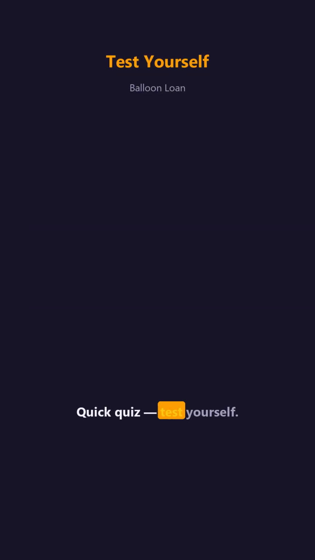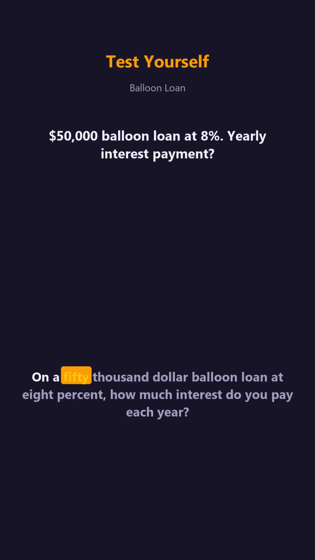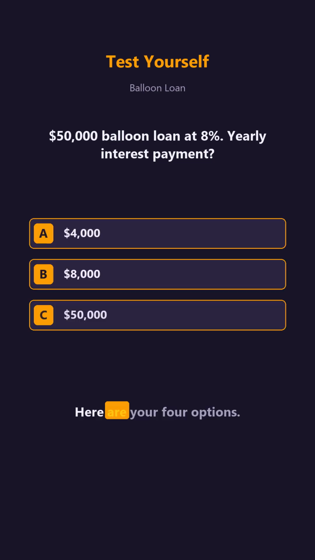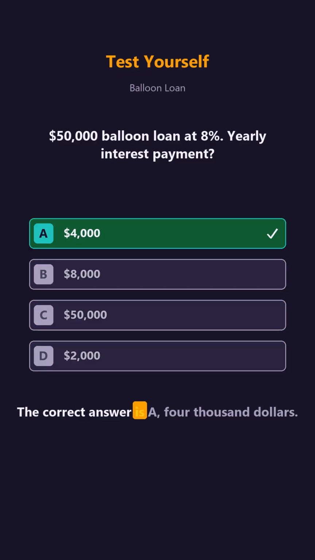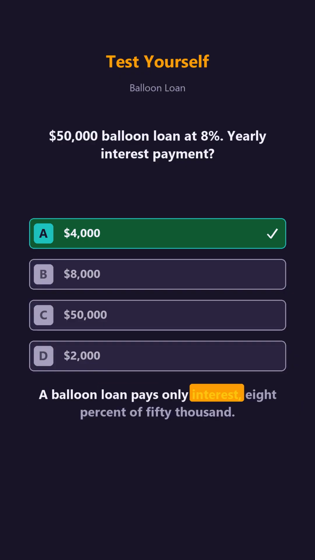Quick quiz, test yourself. On a $50,000 balloon loan at 8%, how much interest do you pay each year? Here are your 4 options. Pause the video and solve it now. The correct answer is A, $4,000. A balloon loan pays only interest, 8% of $50,000.